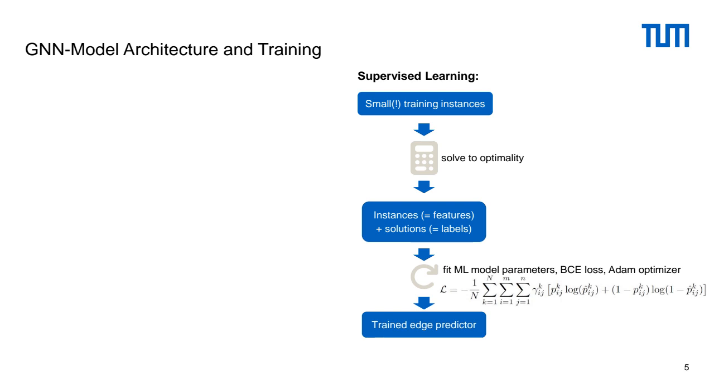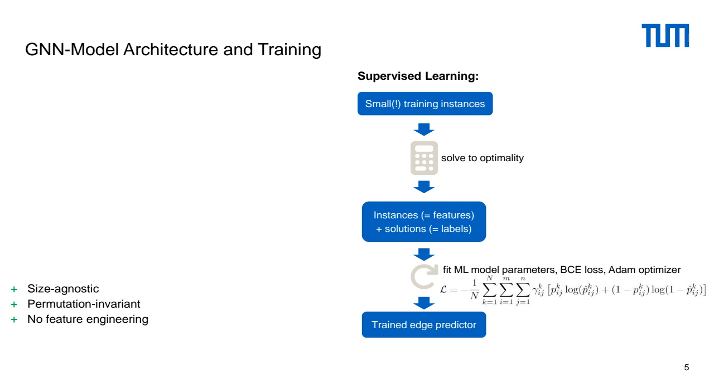Before I get to the model architecture, I want to briefly summarize the criteria that a machine learning model has to fulfill to serve our purposes. First, it should be size agnostic, because we want to be able to train on small instances and then apply it to larger, harder instances. It should also be permutation invariant, which means that the order of nodes should not matter, because our supply and demand nodes do not have a natural order.